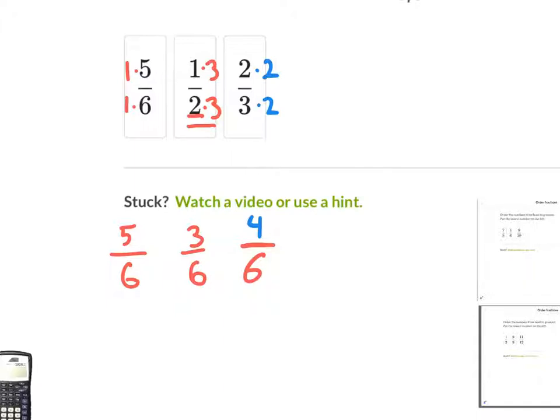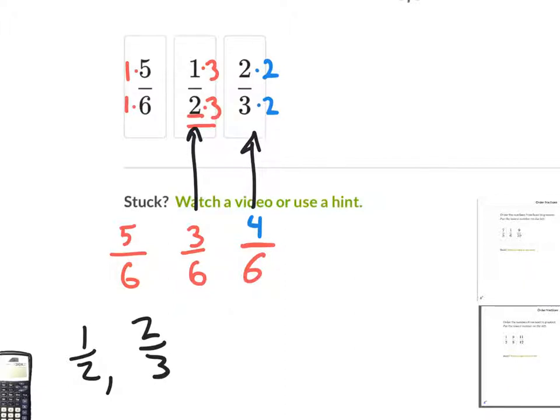So which is the smallest number, 5, 3, or 4? 3, obviously. So the first fraction should be the 3/6, which is really that 1/2 up there. So let's write down the 1/2 as our first fraction. Okay. The second fraction after 3 would be the 4, so 4/6 is our second fraction. But we know that 4/6 is really that 2/3. So 2/3 really belongs in the middle when you order them from least to greatest.